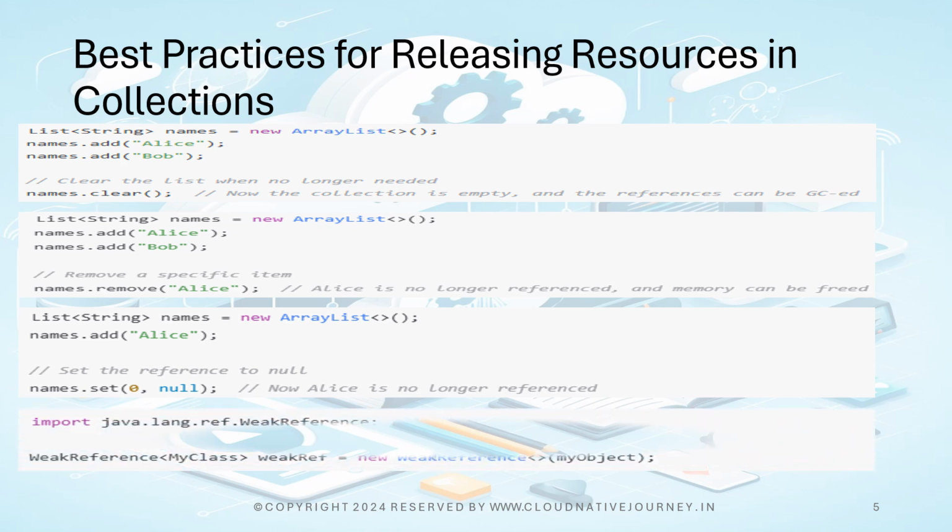Then lastly, using WeakReference. In some advanced cases, you can use WeakReference to avoid holding strong references to objects. This allows the garbage collector to collect the objects even if they are still in the collection.